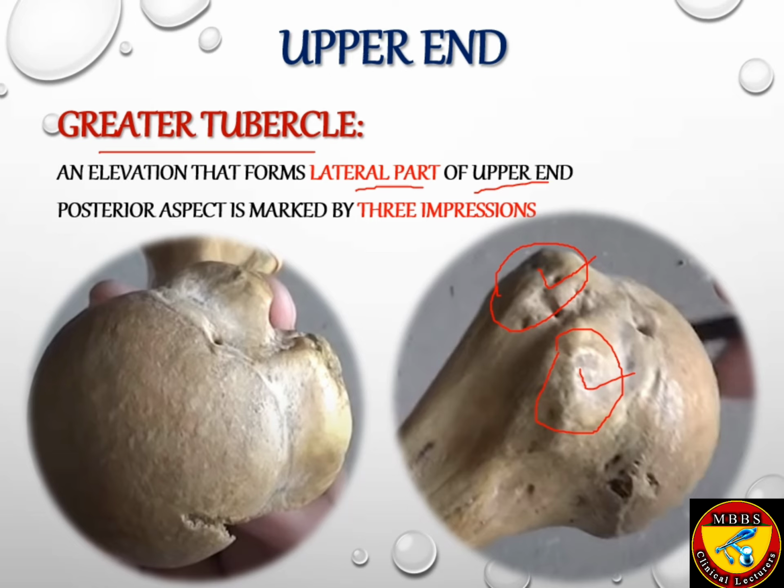The posterior aspect of the greater tubercle is marked by three impressions. As you can see, this is the posterior surface of the greater tubercle. There are three impressions: the highest, middle, and lowest impression. These three impressions provide muscle attachment.